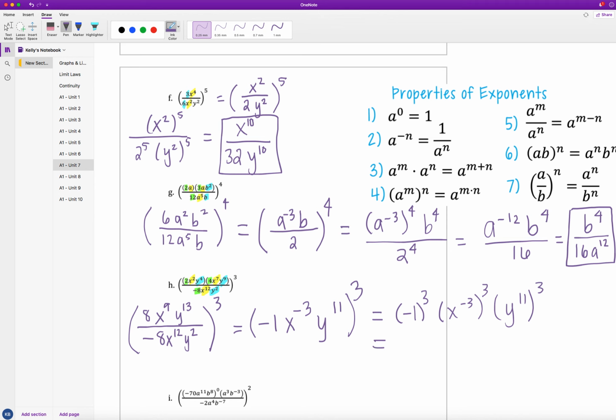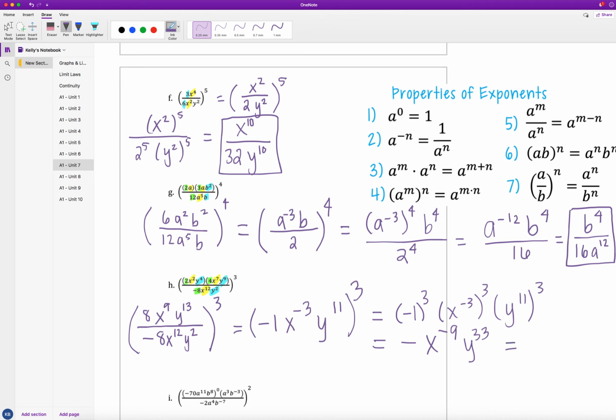Part by part. Negative 1 cubed would give me a negative 1, so I'll have a negative sign. X to the negative 3 to the 3rd, I would multiply those and get x to the negative 9th. Likewise, I'll multiply the 11 and the 3 since I have power to power and get y to the 33rd. I've combined this as much as I can. Since x and y are different bases, I can't combine those any further.